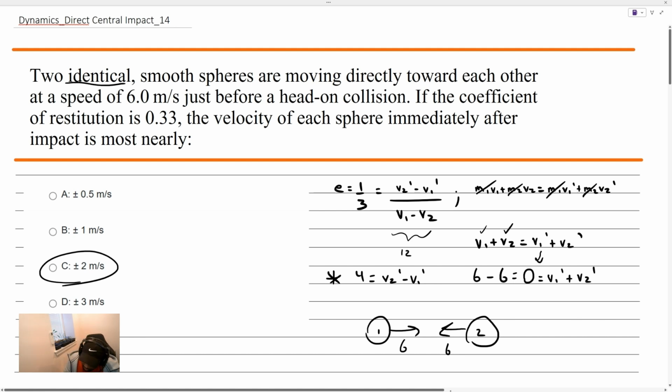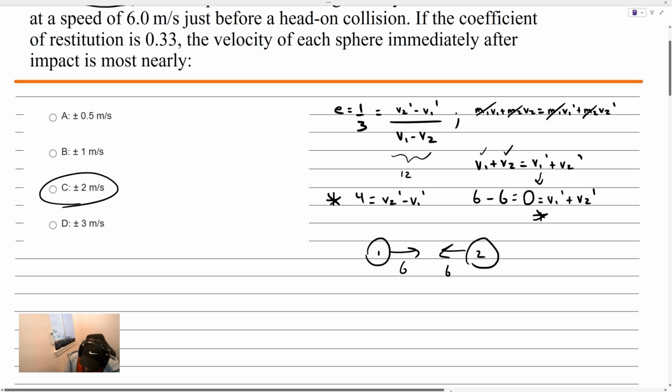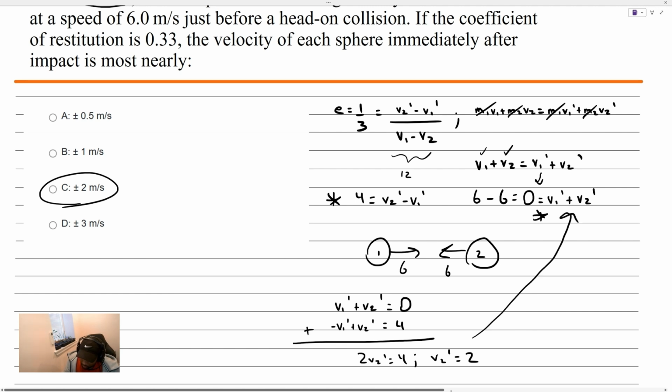What we have is a system of two equations with two unknowns. If we go ahead and solve that system, I'll write down this first equation and the second equation. If we sum these two equations together, the V1 prime crosses out. We get 2V2 prime is equal to 4, or V2 prime is just equal to 2. And if V2 prime is equal to 2 and their sum must be equal to 0, that means that V1 prime must be equal to negative 2.